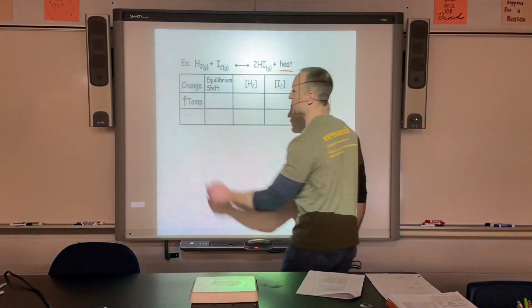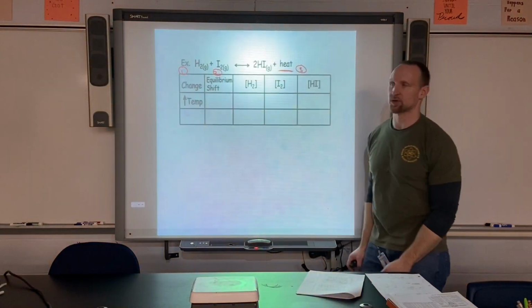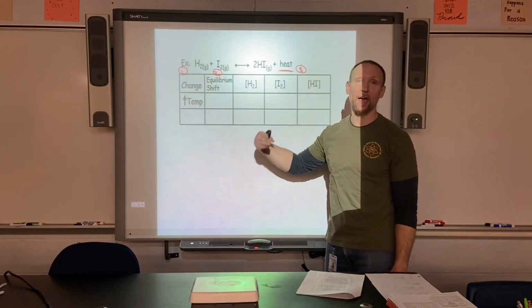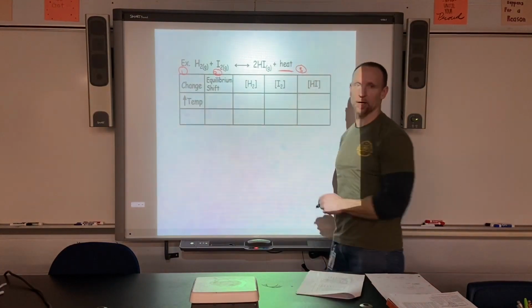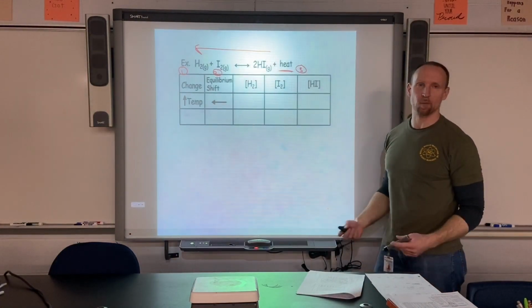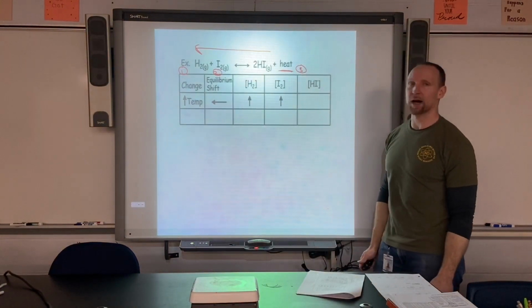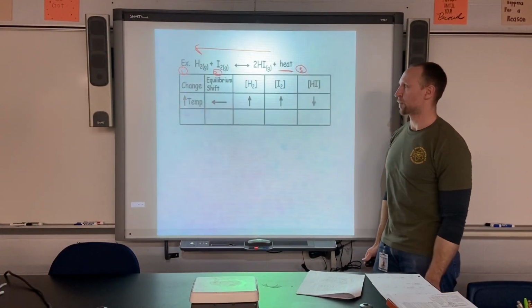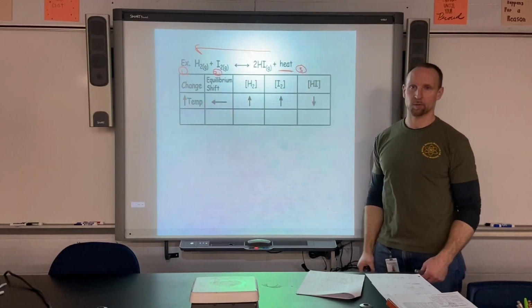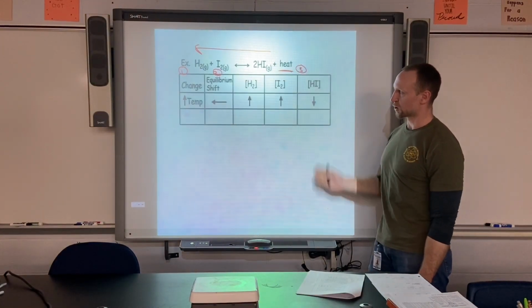So remember our steps. Stress is applied, system responds. What are our new concentrations? So if I add heat, I want to shift away from what's added. So where's the heat? It's over here. So I want to get away from the heat. I want to shift left. Now remember what that means. Whatever you go towards gets bigger. So my H2 and my I2 are going to go up, and my HI is going to go down. And whatever you shift away from gets smaller. So that's a left shift.